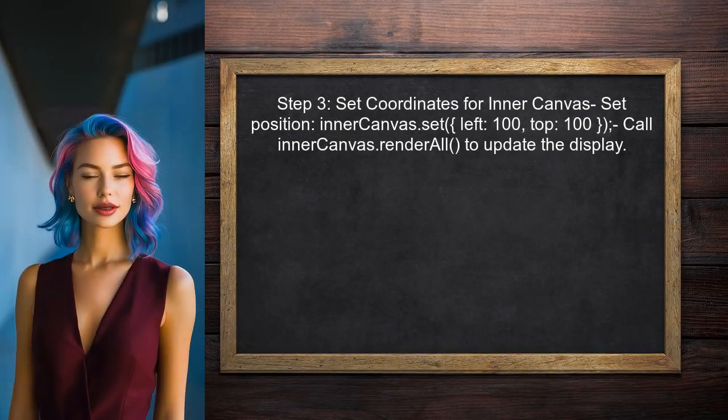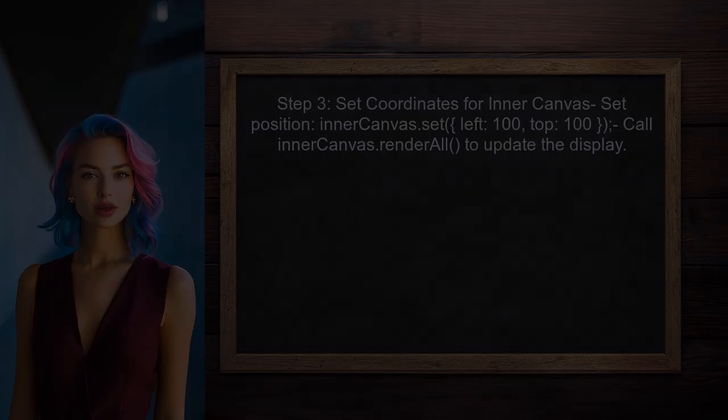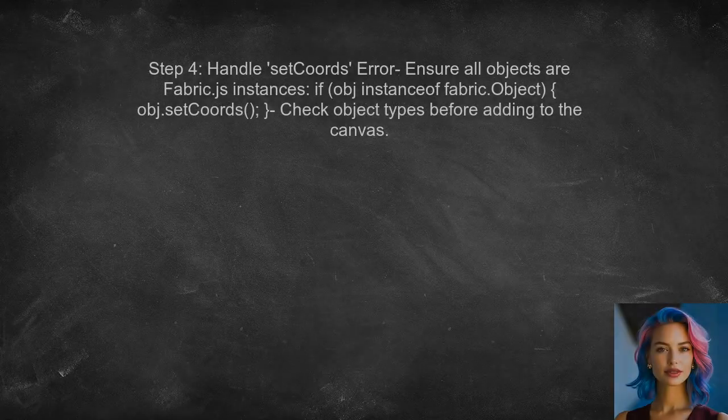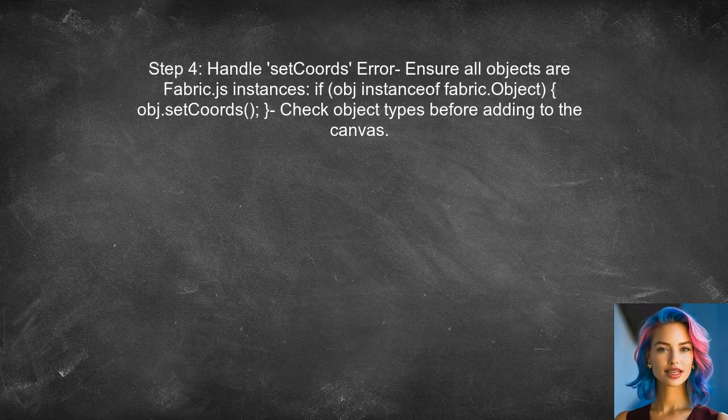After that, the user should check the coordinates of the inner canvas. They need to set the position of the inner canvas relative to the main canvas to ensure it appears correctly. Finally, the user should handle the error regarding the setCoords function. This error typically occurs when trying to call methods on an object that is not a Fabric.js object. The user should ensure that all objects added to the canvas are instances of Fabric.js.